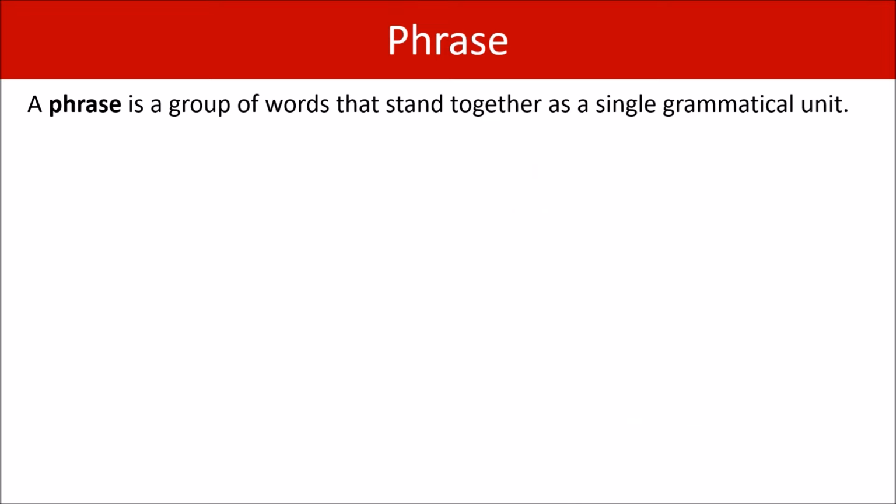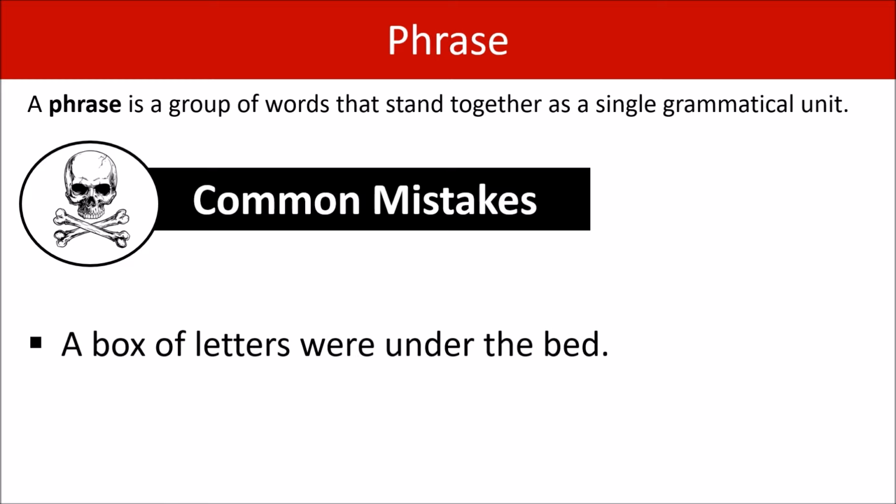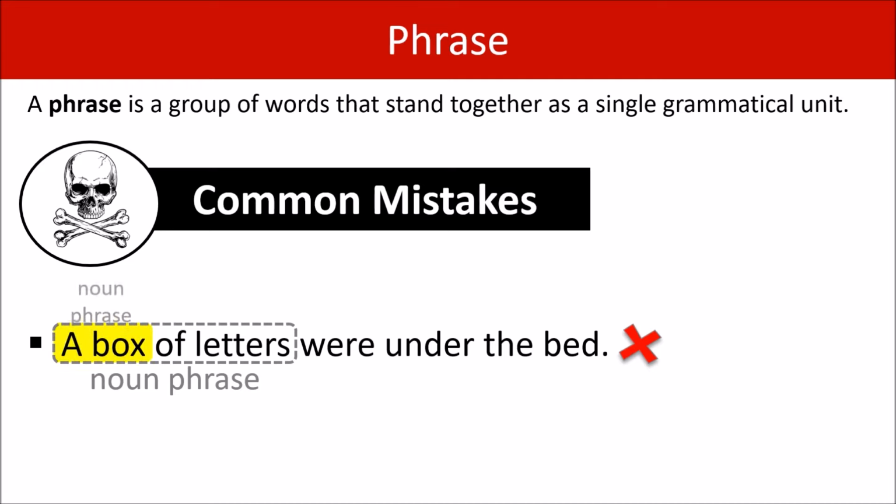Next, I want to talk about some common mistakes with phrases. Look at this example. A box of letters were under the bed. A box of letters. That is our noun phrase. Now, this sentence might look correct, but it's wrong. Let's look a bit more closely at our noun phrase. Our noun phrase is made up of two integral phrases. The first one is a noun phrase, and the second is an adjectival phrase.